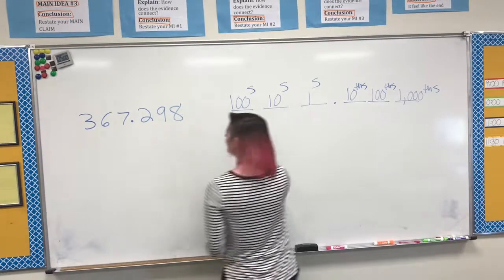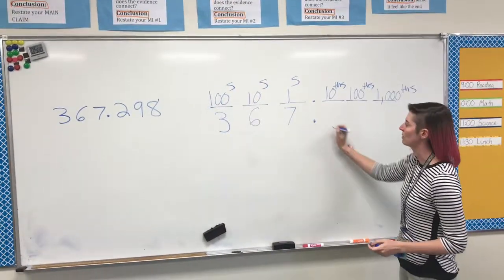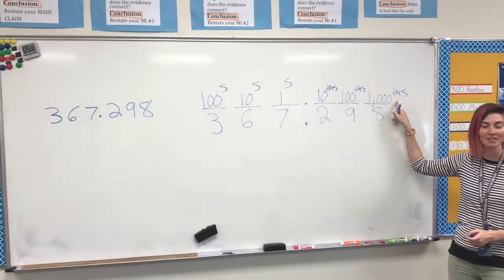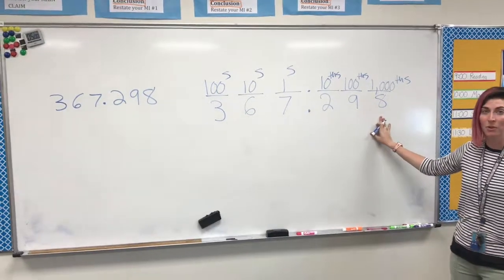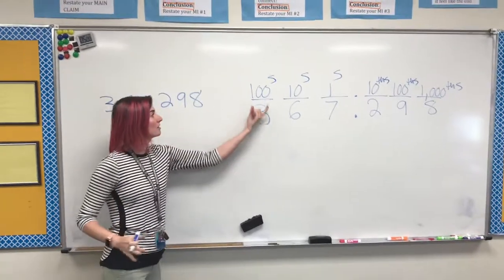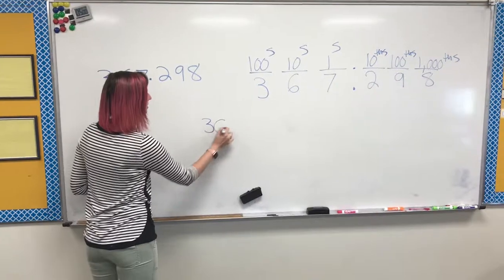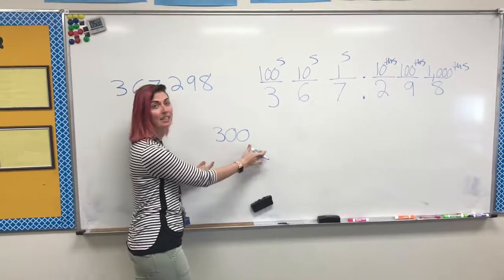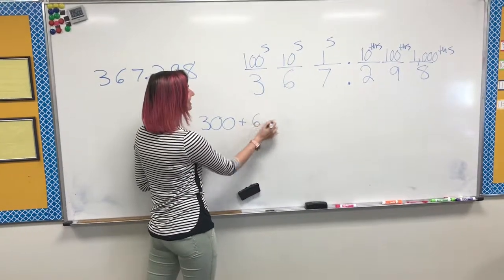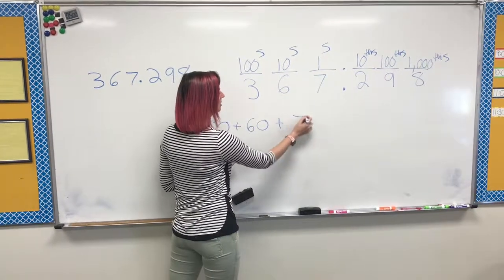So 3 is in the hundreds, 6 is in the tens, 7 in the ones, our decimal, 2, 9, and 8 all the way into the thousandths. So when we're writing an expanded form, we're just breaking this number apart. So we're taking the 3 from the hundreds, so we have 300, and then we're adding it to the next place value. 6 is in the tens, so we have 60. Adding to our next place value, 7's in the ones.